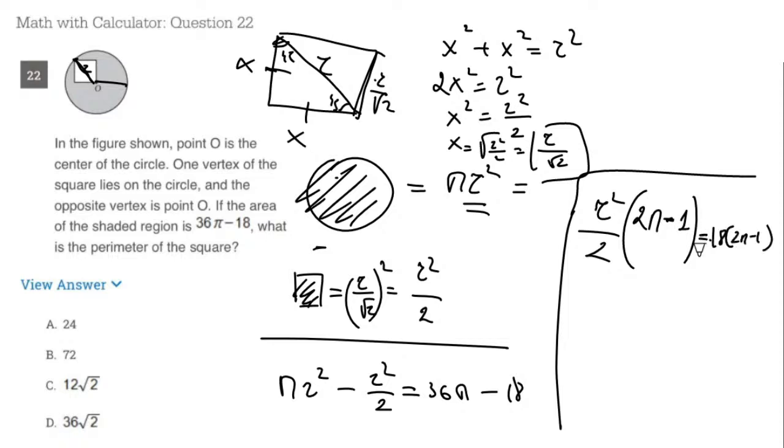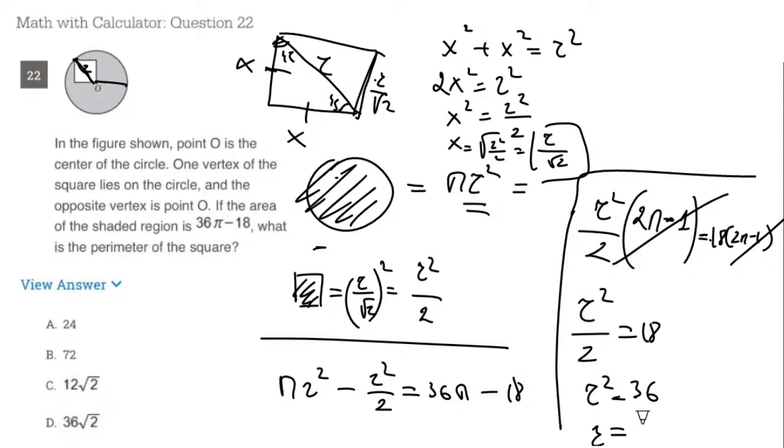I divide by 2 pi minus 1. I get r squared over 2 equals 18. R squared equals 36. R equals 6. Actually, it's plus minus 6, but since it's about the length of the radius, it's always positive. So r is 6. So I found only r.